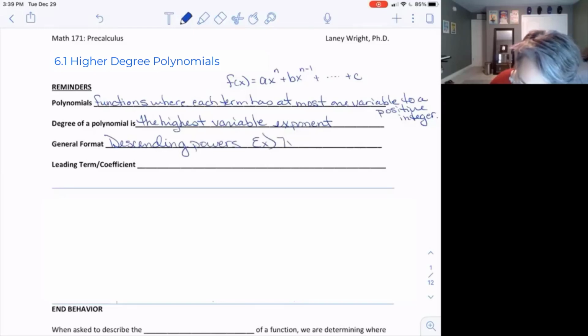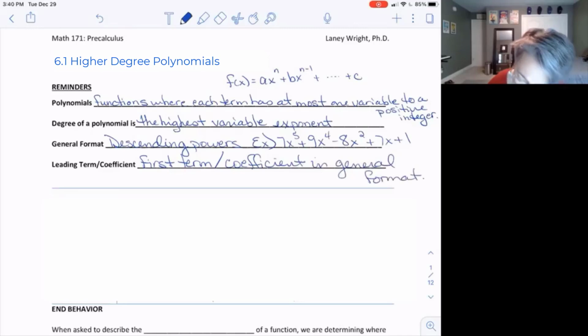For example, we might have 7x to the 5th plus 9x to the 4th minus 8x squared plus 7x plus 1. Notice it doesn't have an x to the 3rd or an x cubed. It just has to go down in order. The leading term and the leading coefficient is the first term and coefficient in general format. Okay. So again, that leading term will have the highest degree.